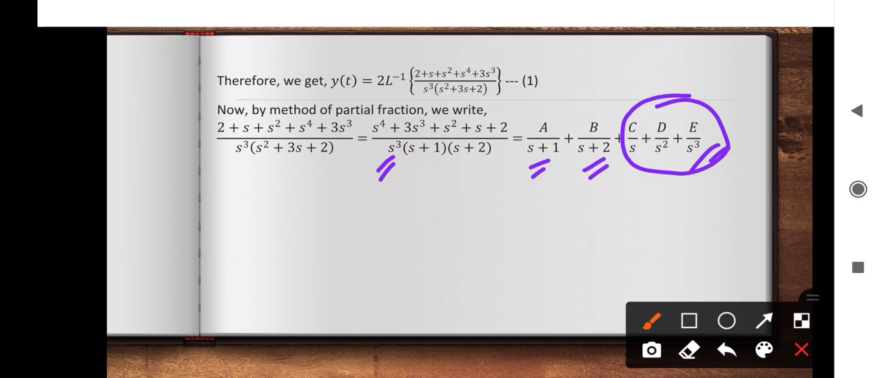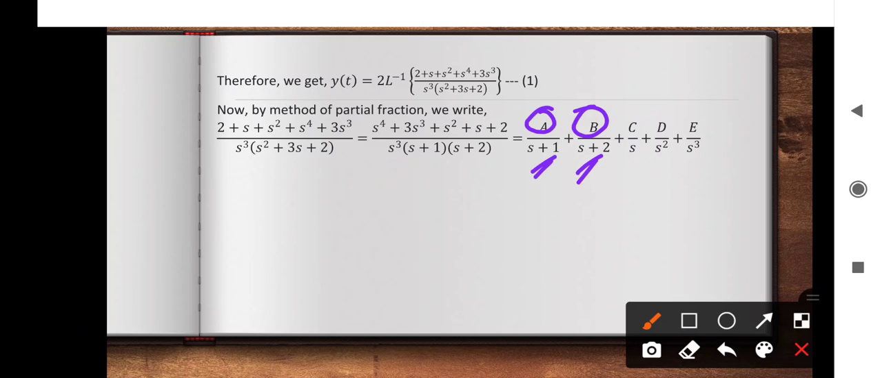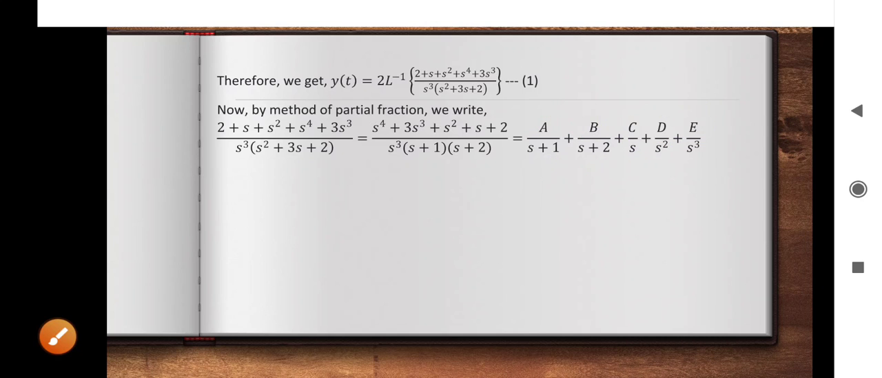Now our aim is to find the values of all these 5 constants using different values of s. As we have discussed in the method of partial fractions lecture, for s equal to minus 1 you will get the A value, for s equal to minus 2 you will get the B value, and to find the values of C, D and E you have to put 3 different values of s other than minus 1 and minus 2, so that you will get the values of C, D and E uniquely.